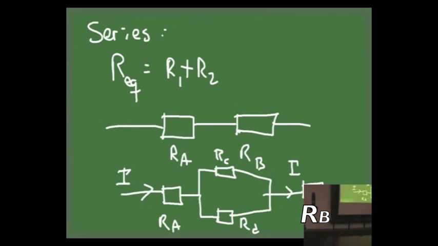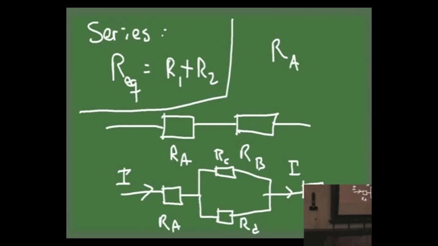Okay? So in that case, you can simplify this circuit by taking RA plus RB. If you want, you can remove RB and just put RA plus RB in place of RA. So RA in this example and RB are in series.